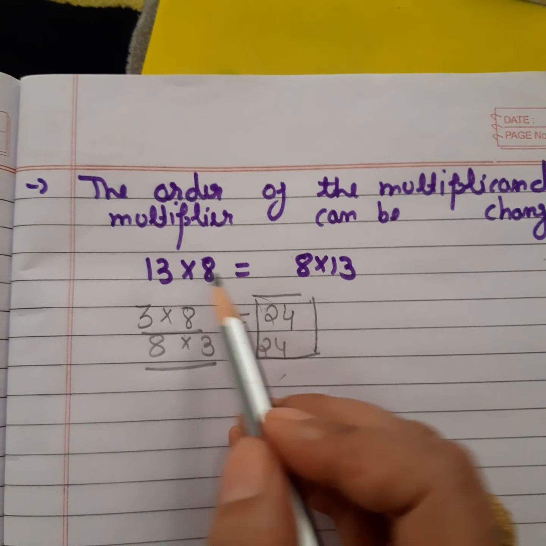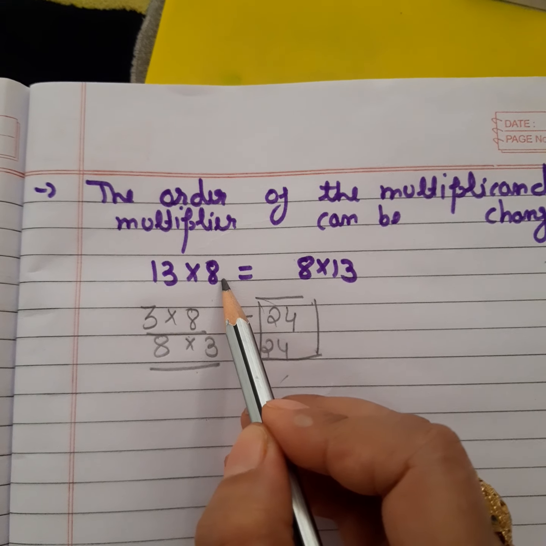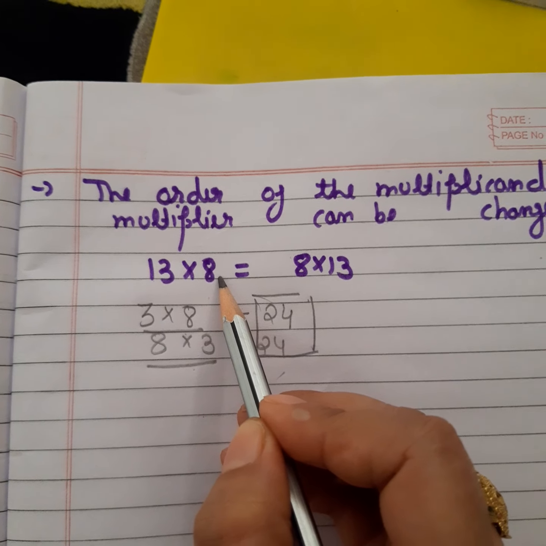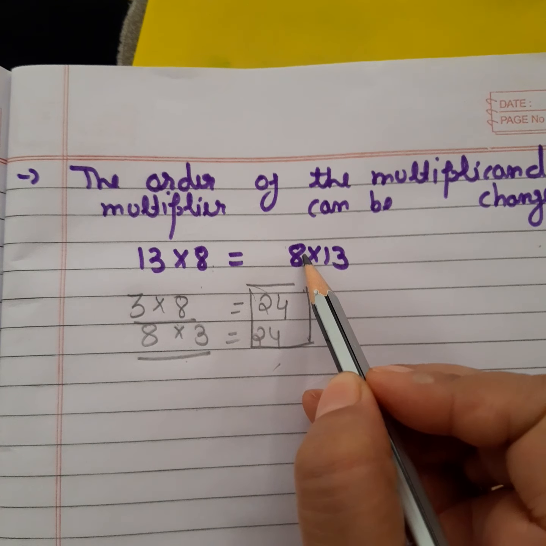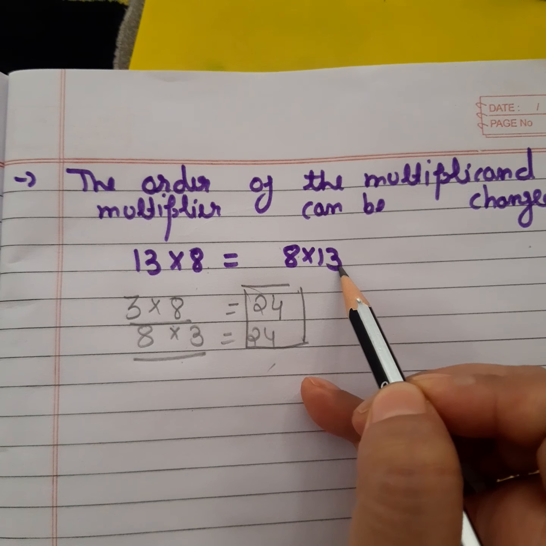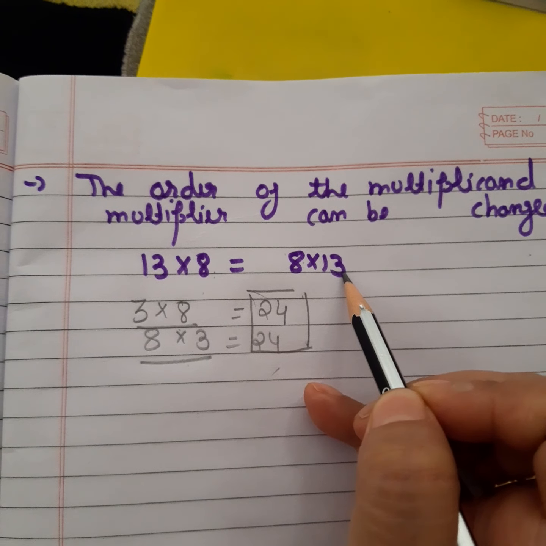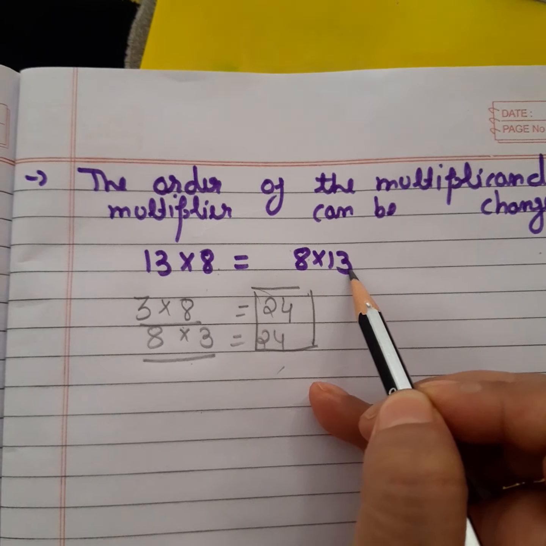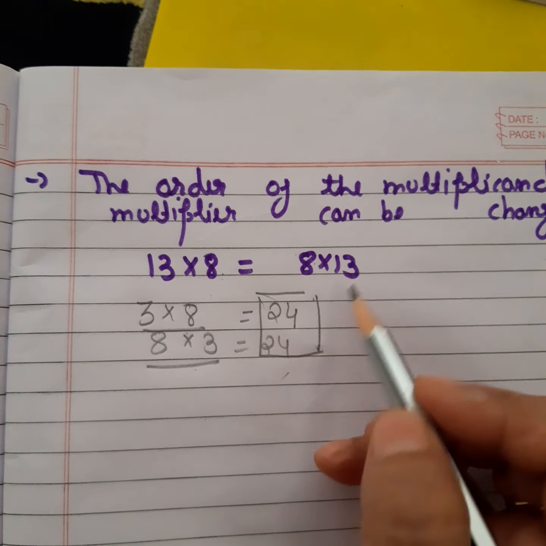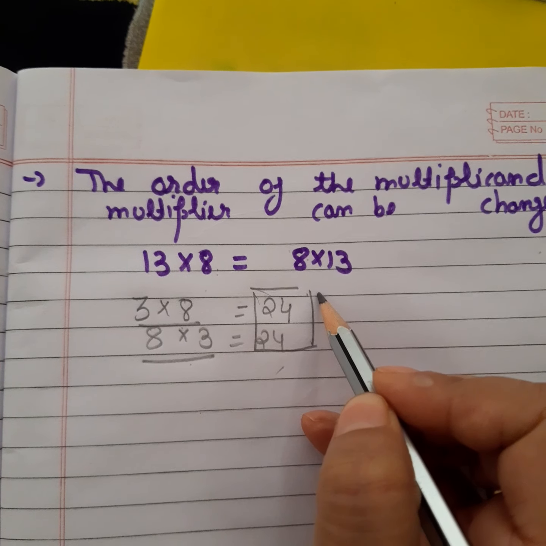If I multiply 13 and 8, 13 8s is what? Yes, 104. And same here, if I multiply 8 and 13, again the answer will remain the same, that is 104. So it means the order of the digits is not going to affect my result. My answer will remain the same.